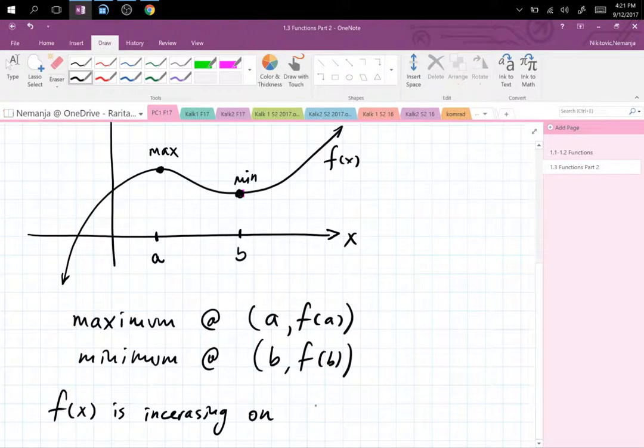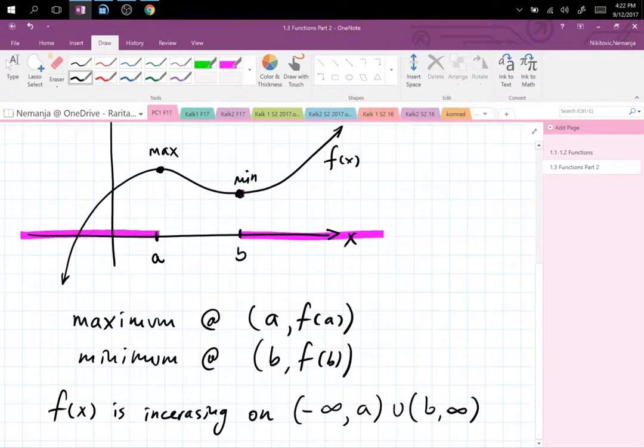On, and note what I'm writing. I'm not putting any points from the graph. There are a lot of mistakes on this on exams. The function is increasing or decreasing over an interval, and you read x values for that. So this particular function is going to be increasing from negative infinity to a union b to positive infinity.